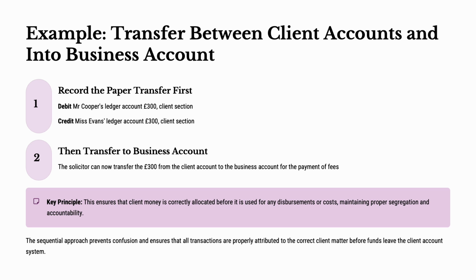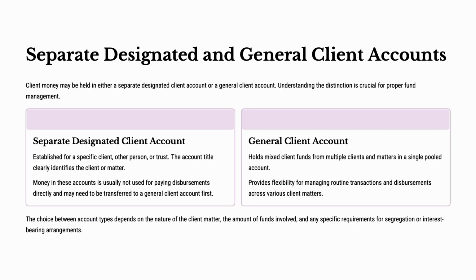And later, transfer to the business account for payment. By recording each step correctly, the solicitor keeps client money safe and compliant with SRA account rules. So this is what happens. Now you need to go between accounts, and later you can transfer it to the business account, and I hope this works for all of us.